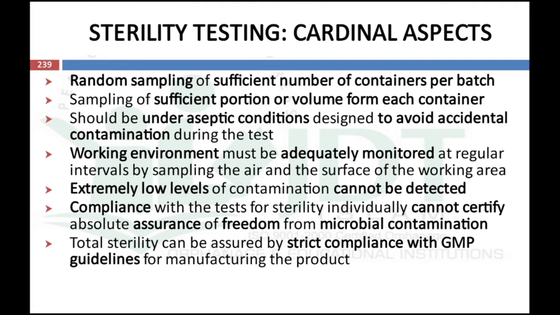Now let's see what the cardinal aspects, or the vital points to be noted, are while performing sterility testing. First thing is random sampling of a sufficient number of containers per batch. It is not practically possible to evaluate the sterility of each container of a batch. A batch may consist of thousands or lakhs of containers per batch. So it is not practically possible to evaluate each container. So we will take the sample in a random manner which will represent the batch.